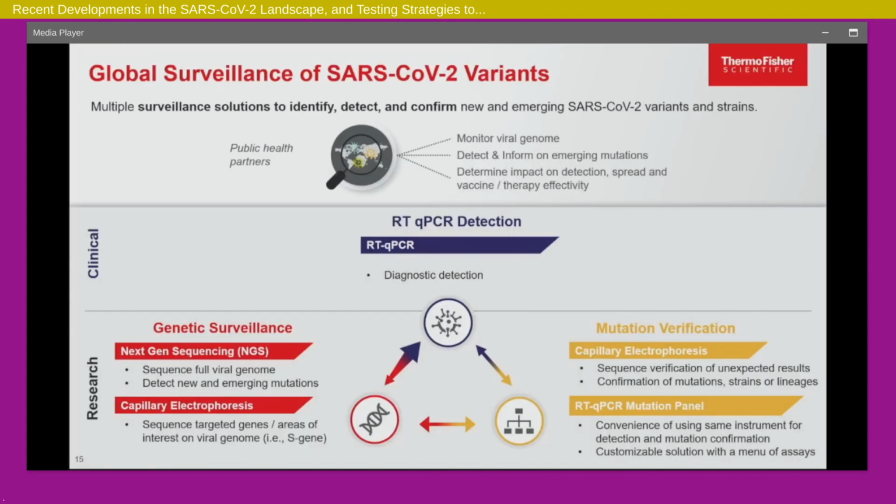When you look at surveillance, I look at it mainly as a triangle. When you look at any testing strategy in the lab, you have your standard PCR detection, which is used as your gold standard for diagnostic testing.